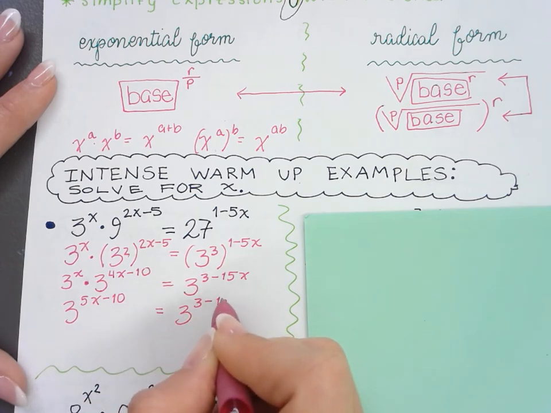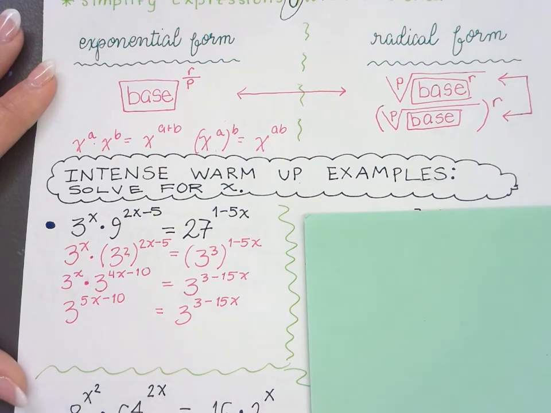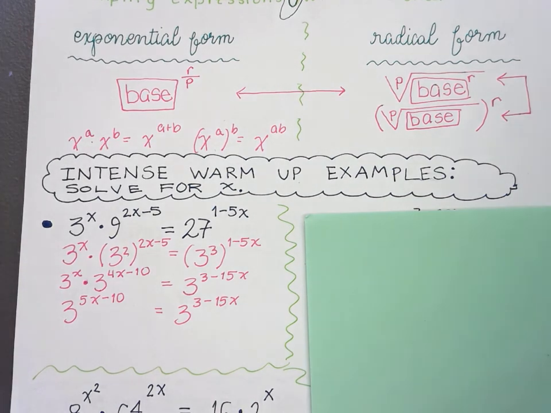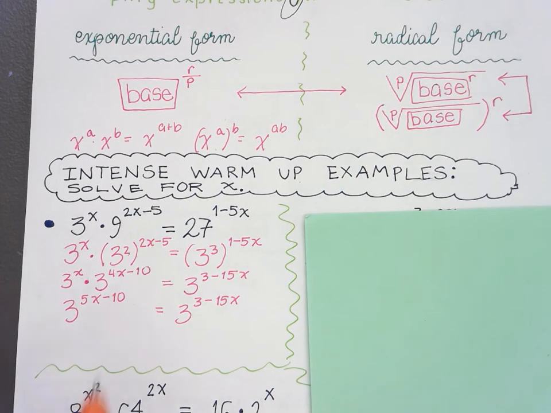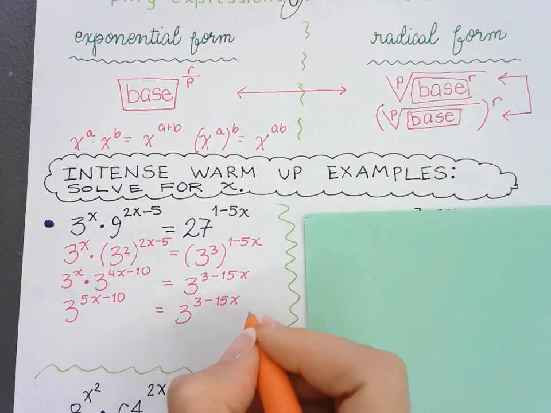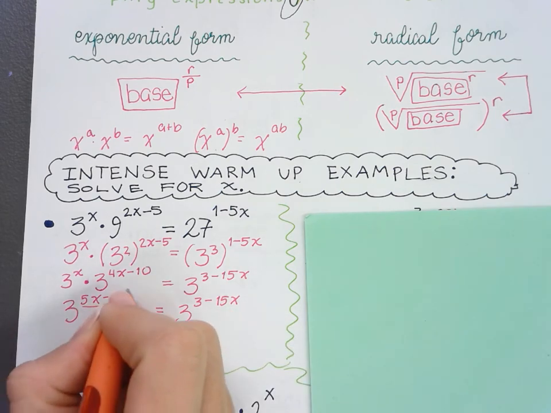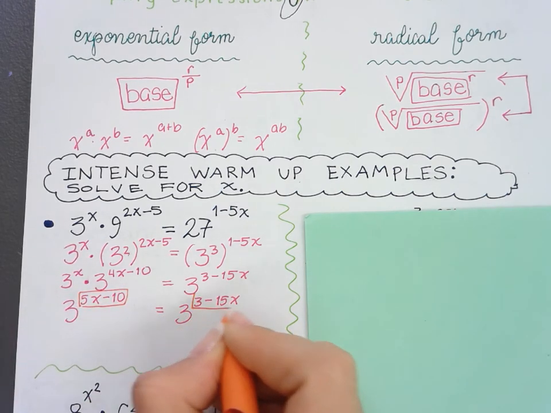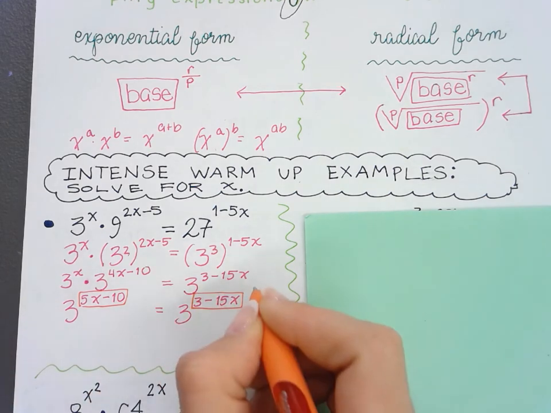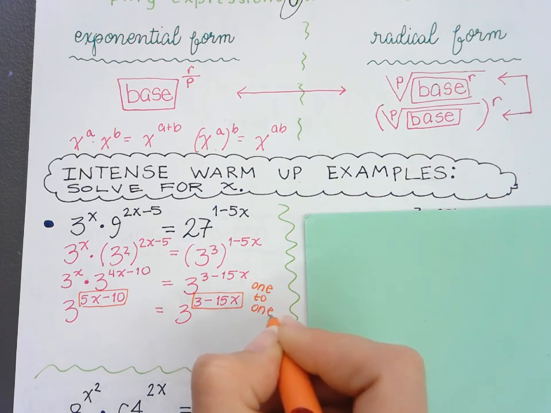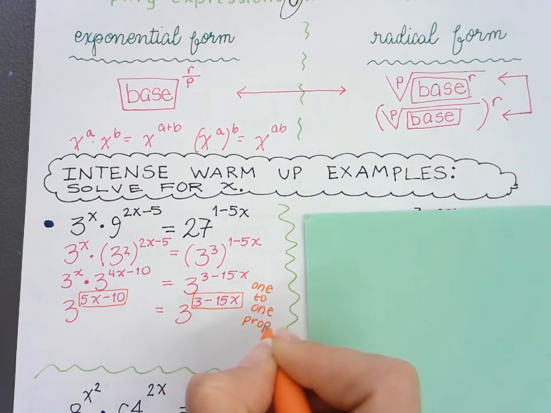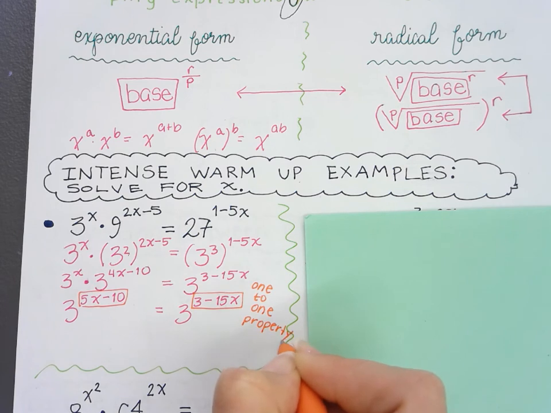Now the next thing we're going to use is called the one-to-one property. 3 to this power right over there equals 3 to that power over there. That means the powers must be equal to each other. Since they have the same base and 1 on each side, we're going to use the one-to-one property. You're not dividing by 3, you're not taking a root, you're not subtracting 3 or just canceling it out. That's not what we're doing.